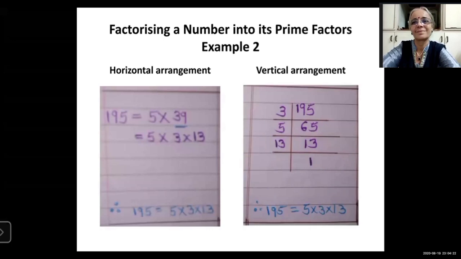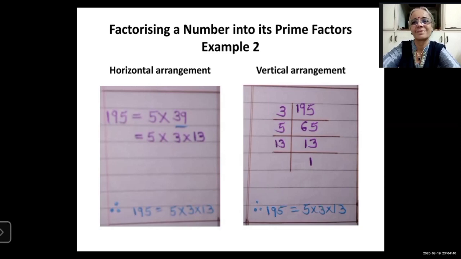Children, we practice 4 sums. 2 on screen, 2 here in the PPT. So now, I'm giving you one sum to do. Get ready with your notebook and pen. Are you ready? Very nice.